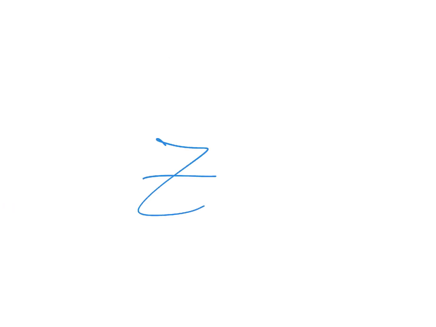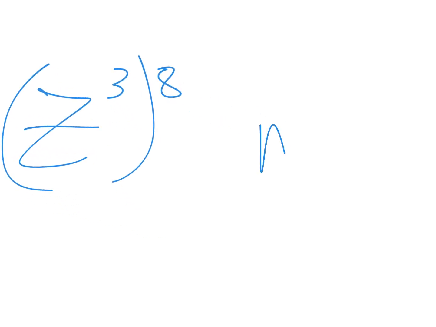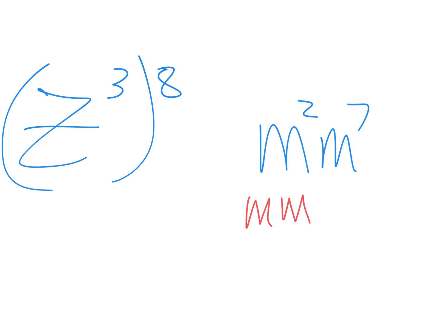If you were paying attention there, do I add the 3 and the 8 or do I multiply the 3 and the 8? Multiply. You multiply the 3 and the 8. What if it's m to the 2nd, m to the 7th? Do I add the 2 and the 7 or do I multiply the 2 and the 7? You add them. And if you write out what it really means, it'll be pretty obvious.